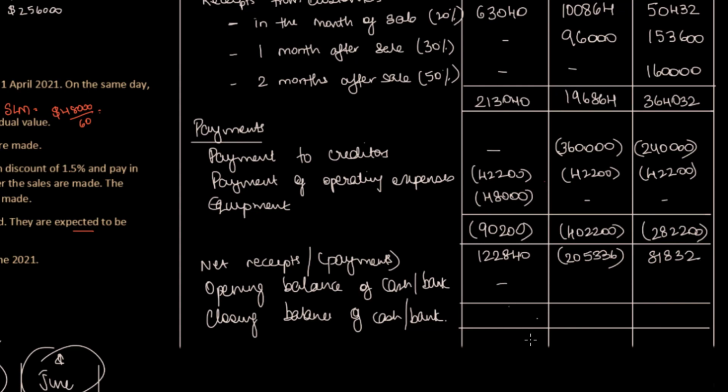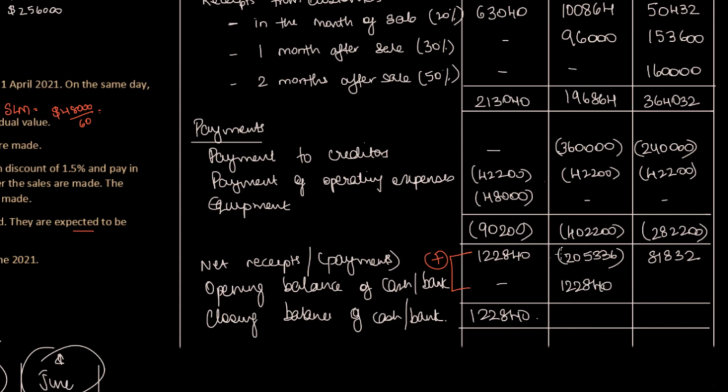No opening balance in April, first month of business. In May, the opening balance will be the closing balance of April. So let's also calculate the closing balance of April. Then only we can come to the opening balance of May. So closing balance of April becomes 122,840 itself because no opening balance and net receipt is 122,840. Basically, we are going to add these two to get the closing balance. So opening balance in May becomes 122,840.